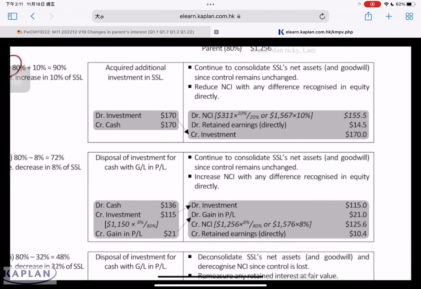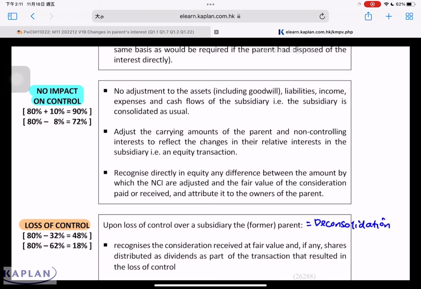Case 1. This is the entry that I discussed just now. Please refer to page 23. 80% increased by 10% equals 90%. This change does not affect control. Before that, 80% is 100% control. 90% is also 100% control. Do not adjust the assets and liabilities, including goodwill of the subsidiary, because you control the same assets and liabilities, and control the same income and expenses. We have to adjust the NCI to reflect the changes in the relative interest in the subsidiary.